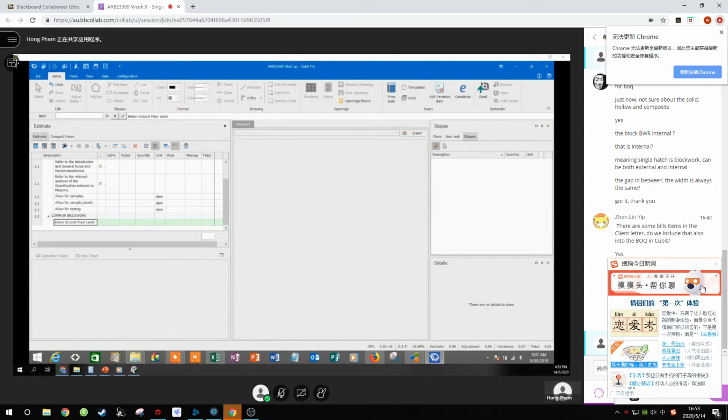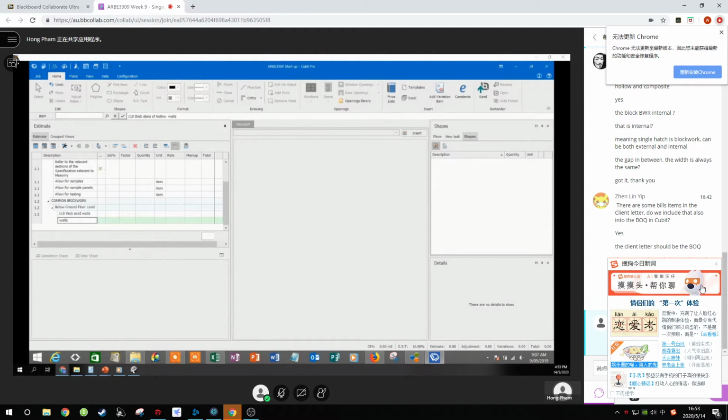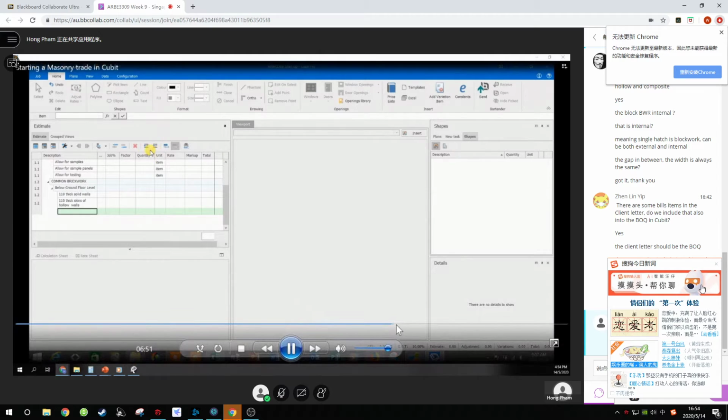It's a heading, another line, and because that's a heading, we want to indent, and we can say 110 solid walls, 110 thick hollow walls. Okay, righto, that's going to be all of our items below ground floor, and I'm not sure whether we do on our project. You'll have to check that in your shopping list. Let's unindent this one. Oops, too far after it.